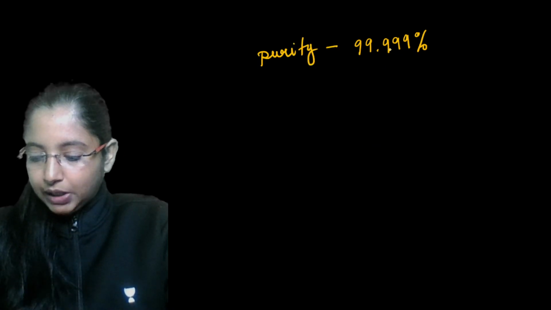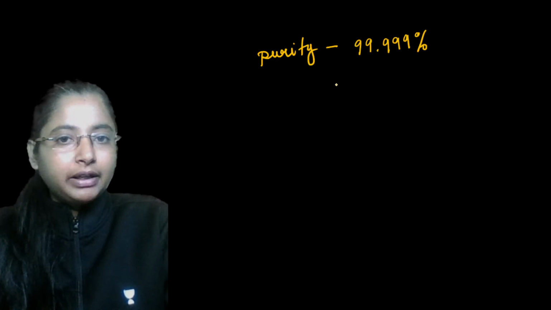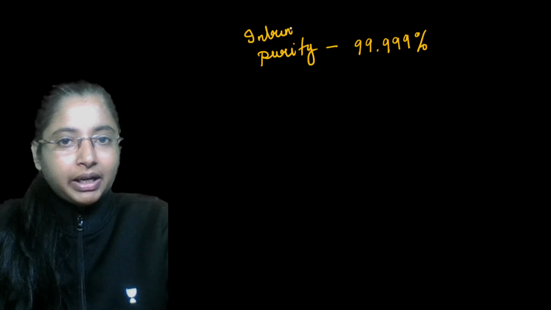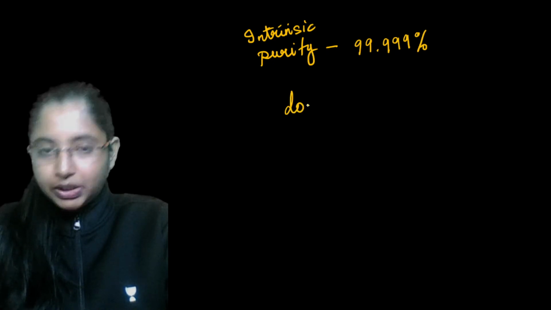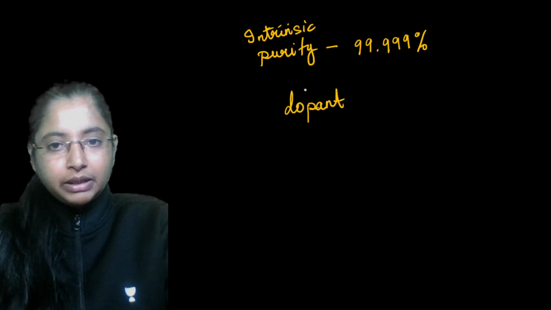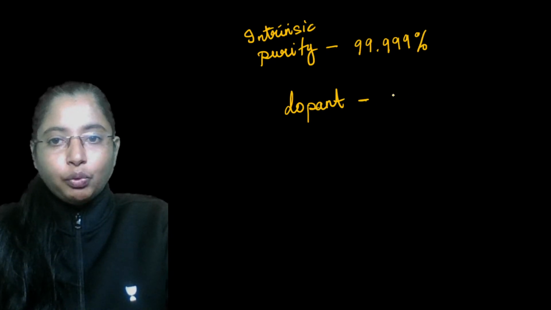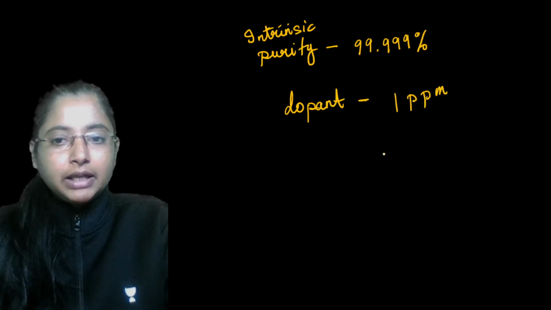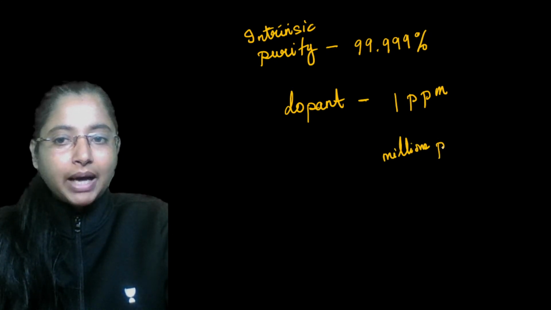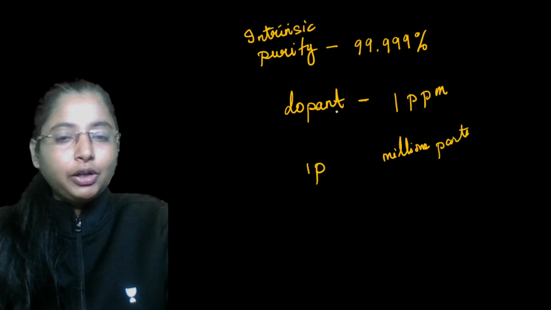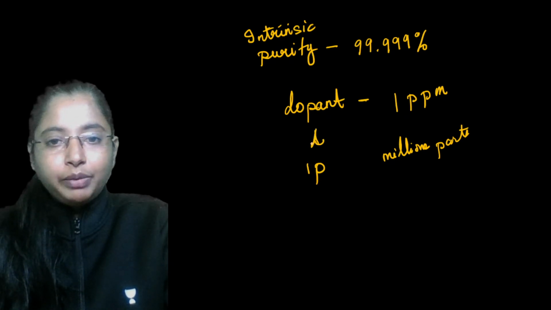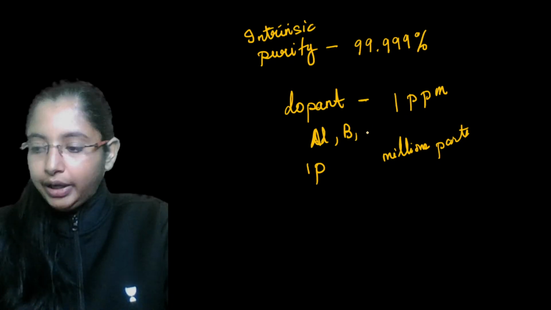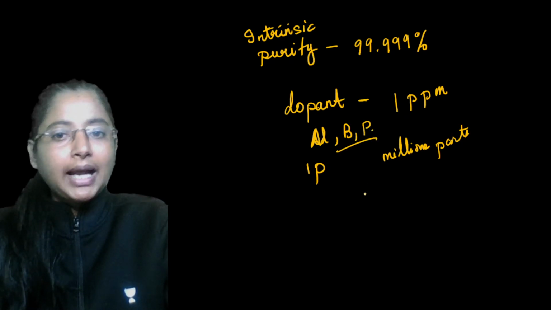To this particular intrinsic semiconductor, you are adding a dopant, that is the impurity atom, such that you are going to add 1 part per million. That is, if you take a million parts of this intrinsic atom, for example a million parts of silicon atoms, for that you can add 1 part of the dopant. That dopant can be aluminium, or boron, or phosphorus. You can add any type of dopant.